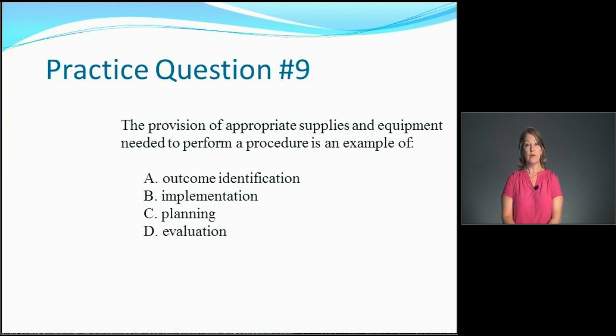Question 9. The provision of appropriate supplies and equipment needed to perform a procedure is an example of A, outcome identification, B, implementation, C, planning, or D, evaluation. And it's actually C, planning. The provision of the appropriate supplies and equipment. So you have the central sterile processing staff, or maybe the OR staff is even responsible to pull the supplies for the surgical case. So that's the provision of the supplies, that's planning.